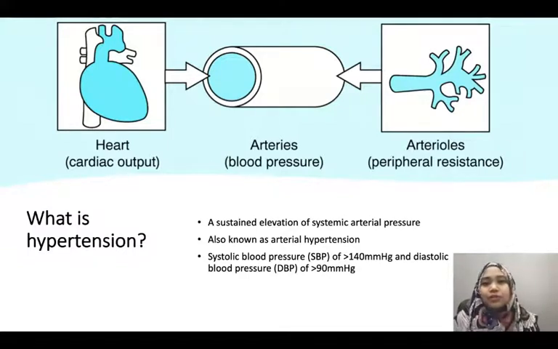What about cardiac output? The cardiac output is the volume of blood being released per minute. If we have more blood being released, it will create more pressure on the arteries. So both of them will directly impact the blood pressure.